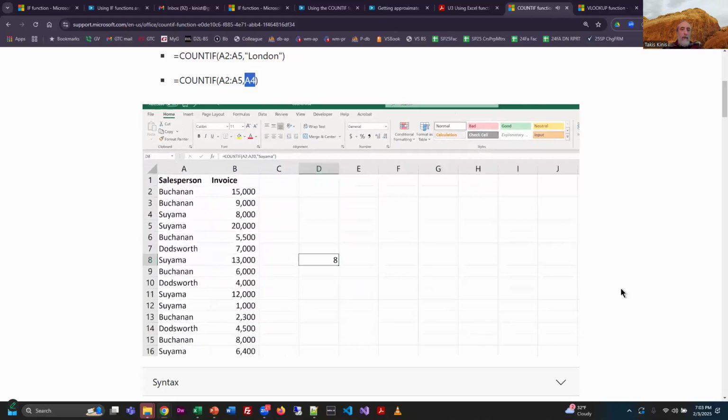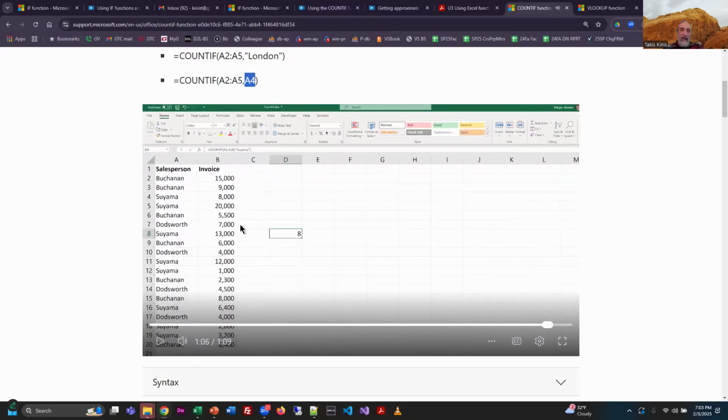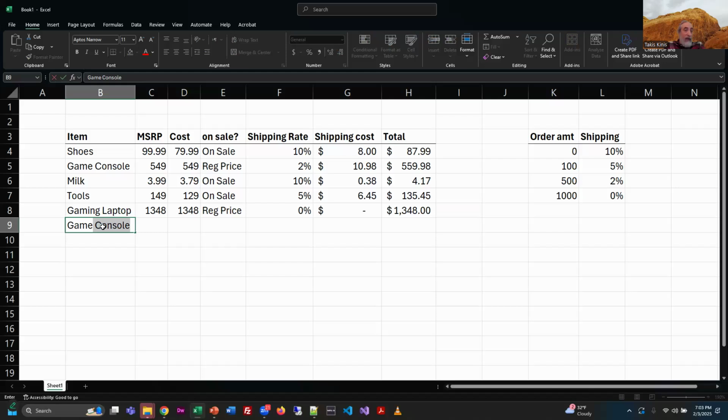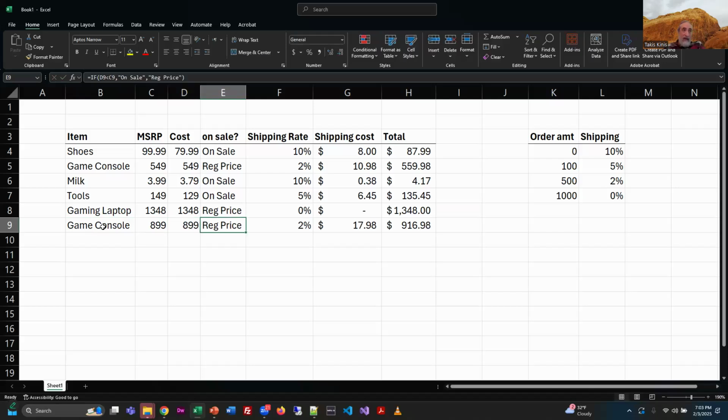All right. Once again, a very simplistic example. But what I like about it is that they just get to it and point out how it works, right? And then you can kind of leverage it. Now, I don't really have a good example here to throw in the mix. However, I could add maybe another game console, and maybe this one's 899, no discounts on that.